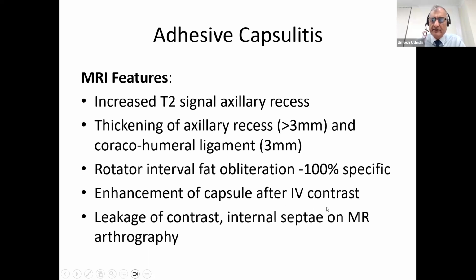We can get enhancement of the capsule after intravenous contrast because of the inflammatory component. And we can get leakage of contrast and internal septi, in other words, little scars, little septations on MR arthrography.